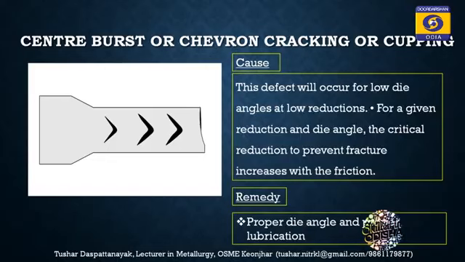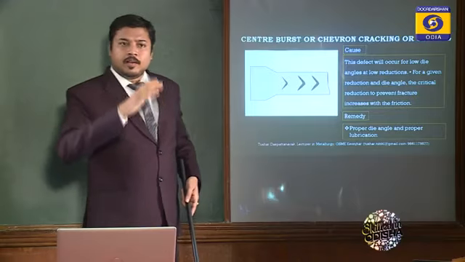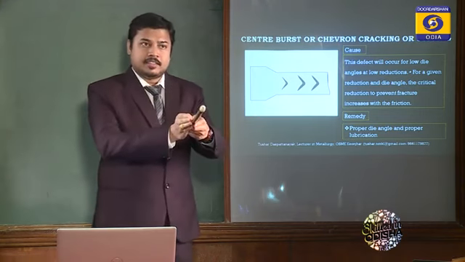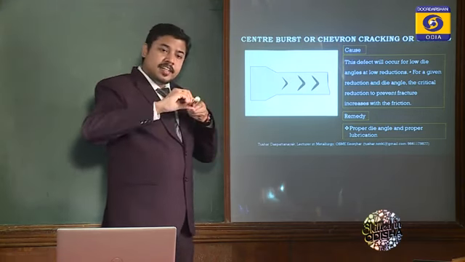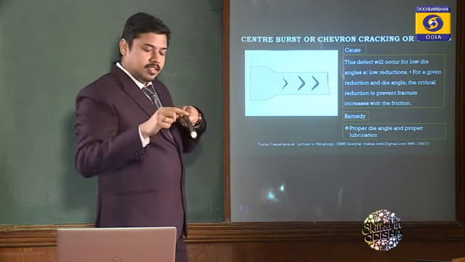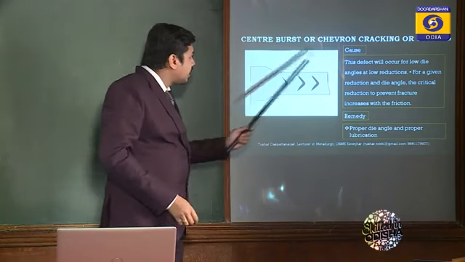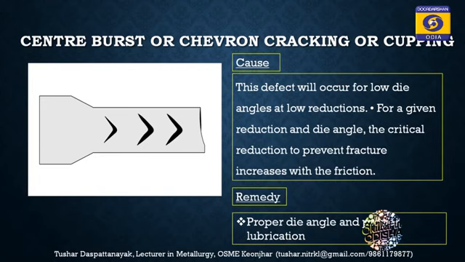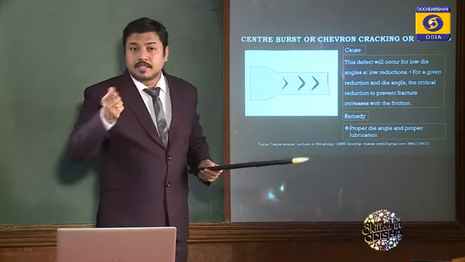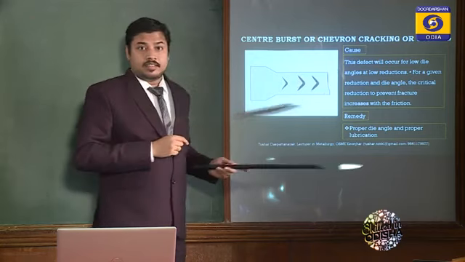Next is center burst or chevron cracking. This defect occurs because of low die angle at low reduction. If reduction is low, the whole metal or whole rod tries to gush through the center of it. So the center develops tensile stress, like somebody is pulling it with heavy stress. This V-shaped chevron means V-shaped cracks get generated all along the rod. This is an internal defect, not visible with the naked eye. Very important defect.